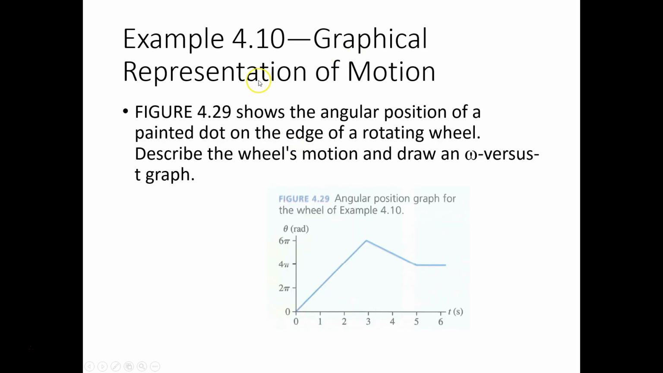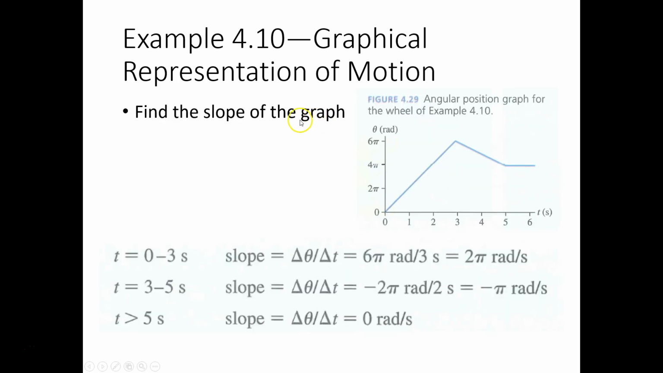Let's go on. If we look at this problem, it says figure 4.29 shows the angular position of a painted dot on the edge of a rotating wheel. Describe the wheel's motion and draw an angular velocity versus time graph. If I start here and move up, you'll notice that I'm getting further and further out in terms of the number of rotations, and then it backs off and comes back. So this is the angular position of the wheel over time. They want us to figure out what is the angular velocity versus time.